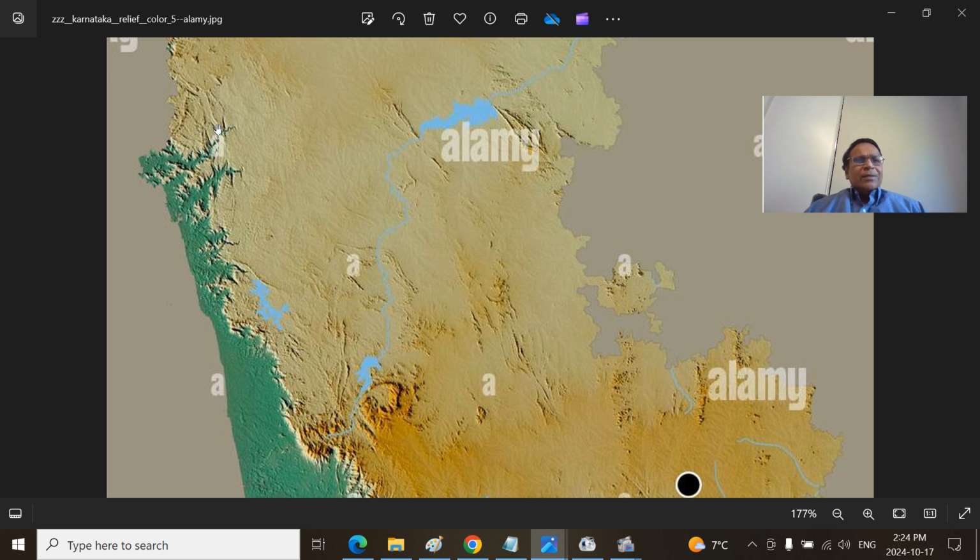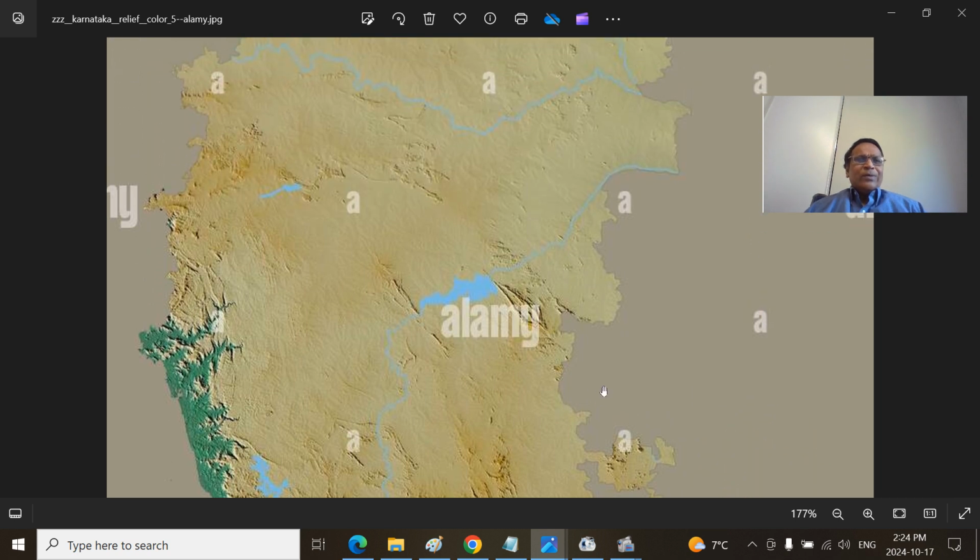In the northern part is the Kali Nadi, and this is the Gangavali Nadi. So Sharavati starts somewhere here. This is the Kudremukh, Baba Budangiri hills and so on. So this is the Belgavi.